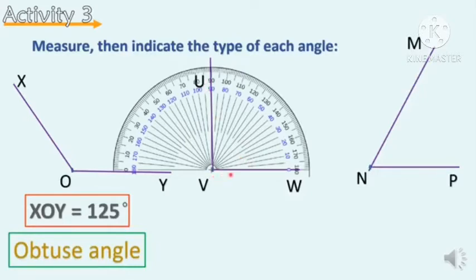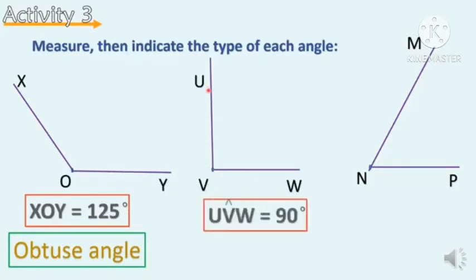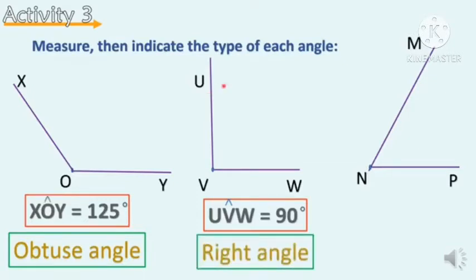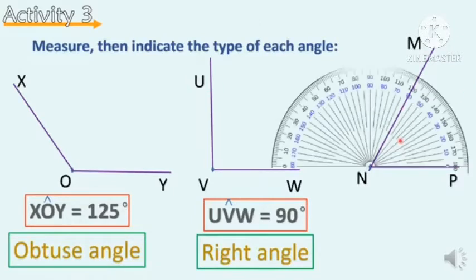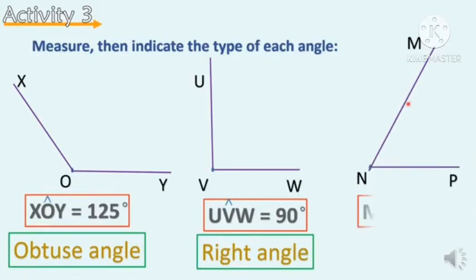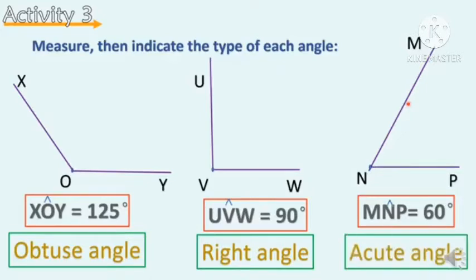Look at the second one. Using the protractor, put it on the vertex V. Starting from the right, its measure is 90 degree. So UVW is a right angle. The last one, using also the protractor, starting from the right, PNM is equal to 60 degree. So its kind is an acute angle. It's less than 90 degree.